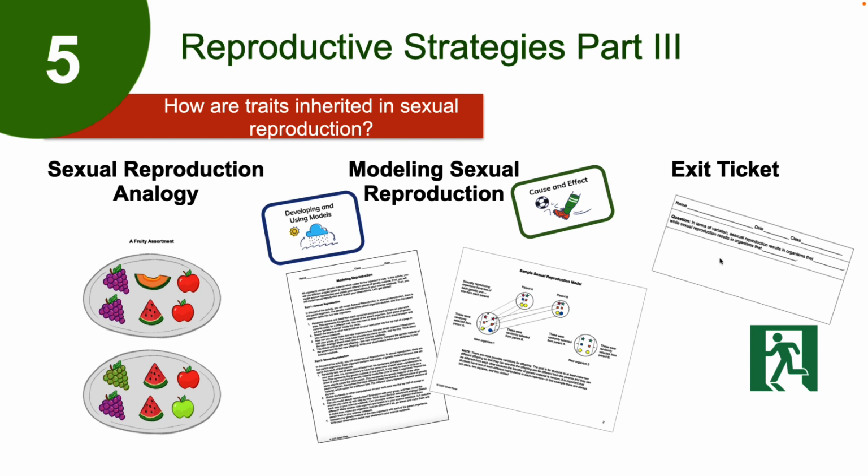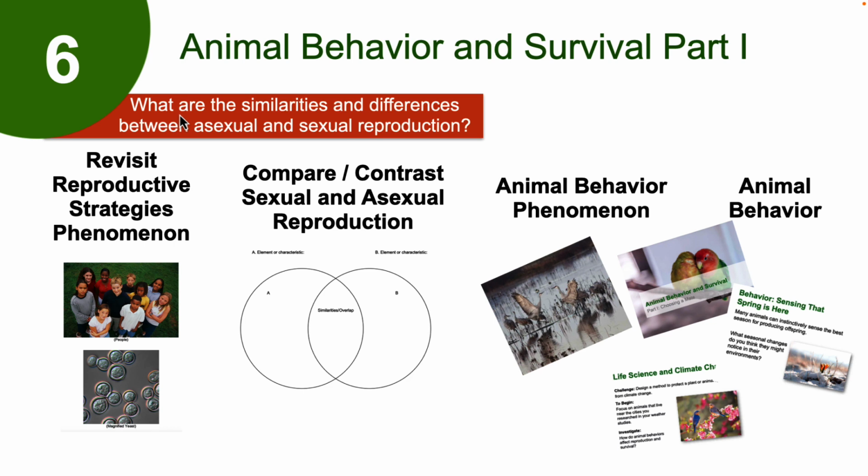In Lesson 6, students address the question, what are the similarities and differences between asexual and sexual reproduction? They create a Venn diagram and then use their understanding to revisit the reproductive strategies phenomenon that yeast in a population all look the same, but people don't.